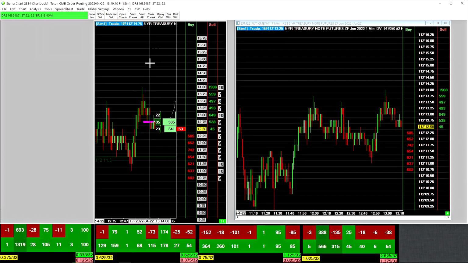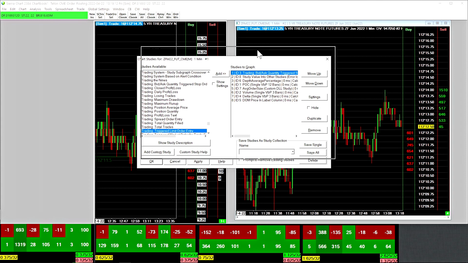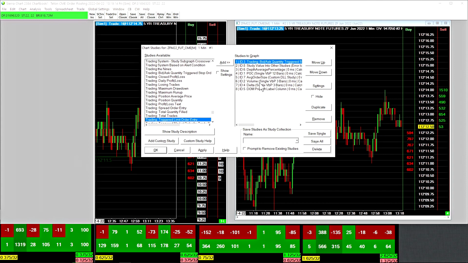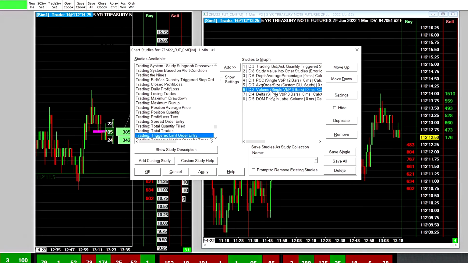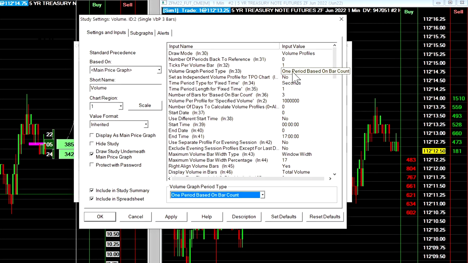If I go into the settings for that, now I'm in the study settings for that chart. These are the three volume by price studies right here: volume, delta, and the POC. They're each set to different sorts of time frames. If I go into the volume by price, this one is set to a graph period type of one period based on a number of bars on the chart. The bar period of the chart is set to 1 minute.